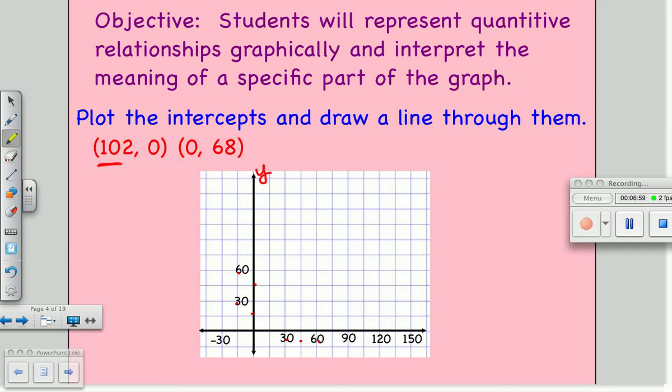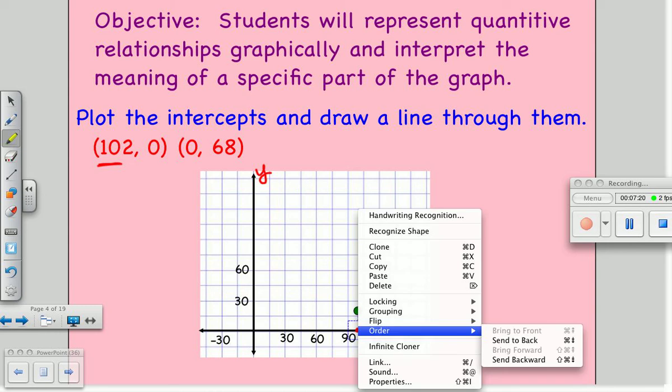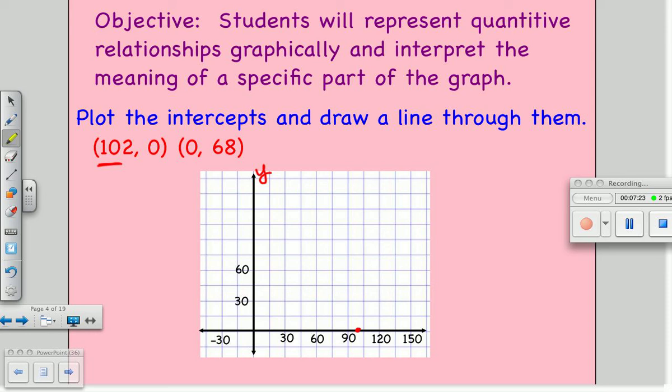Let me erase those little dots I made. I didn't mean to. I just wanted you to see how this graph is made. The first dot we're going to graph is 102 on the x and 0 on the y. 102 on the x would be past 90. Here's about 105, so 102 is going to be about right here. And the y is 0, so we just leave that dot there. We don't go up or down if y is 0. Now x is 0, so I'm not going to go left or right. I'm just going to go straight up to 68. Here's 60, 68, maybe about right here, in between.